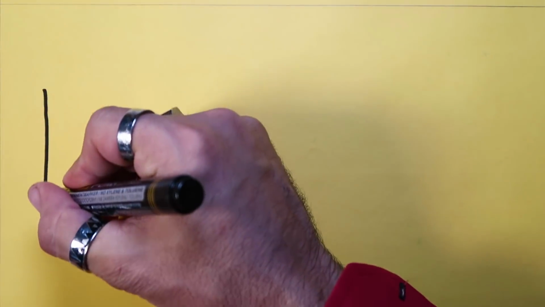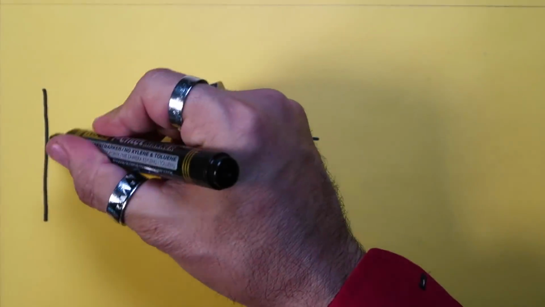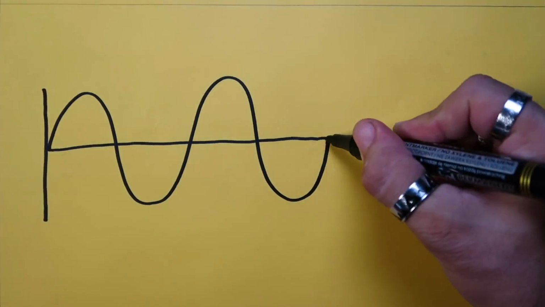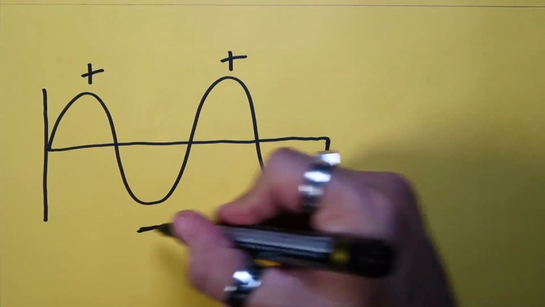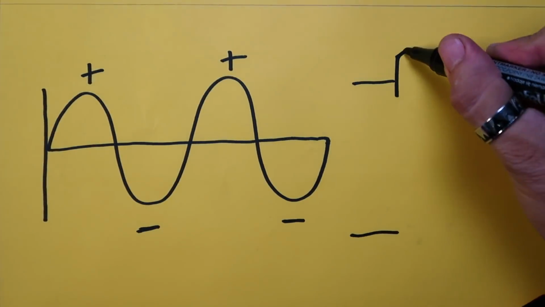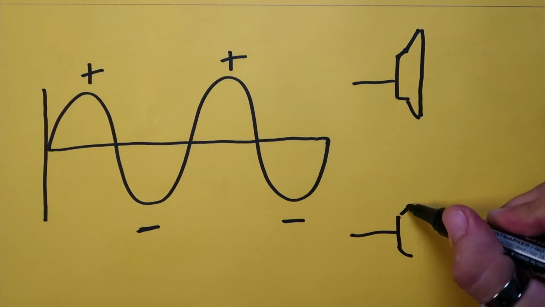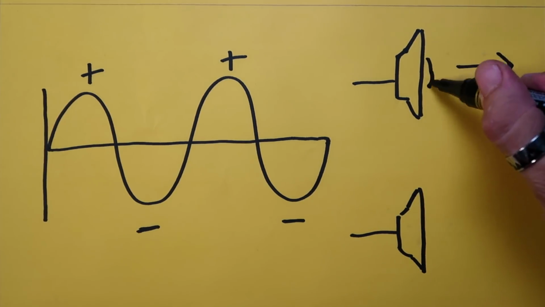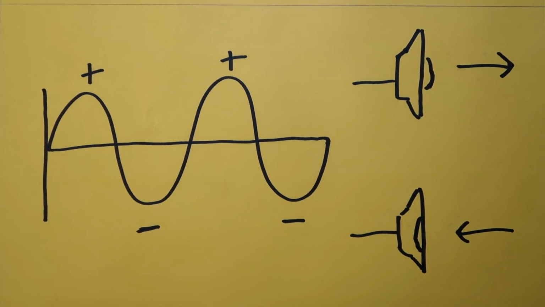Let's dive right into it. This is a graphic representation of an audio signal. As you can see, it has positive peaks and negative peaks. The peaks correspond to the speaker's cone pushing out and pulling in.